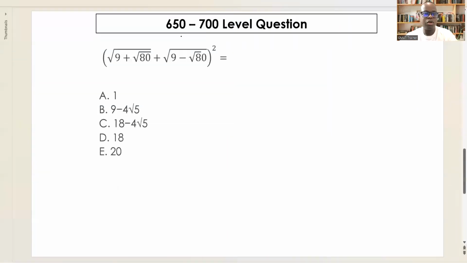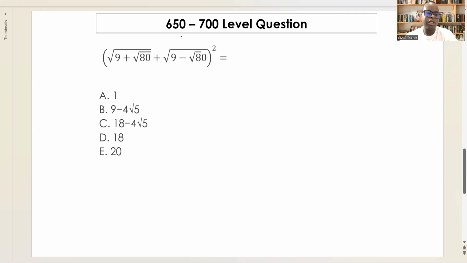So let's go to another question, a 650 to 700 level question. And as you can see now, as you get higher into the difficulty levels, we start applying other techniques or more logic and reasoning to be able to get the answers. That is what normally happens with higher difficulty questions. We get to reason further and apply multiple concepts in approaching a question.